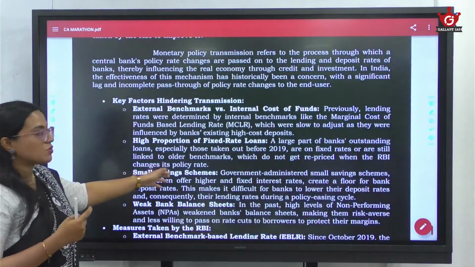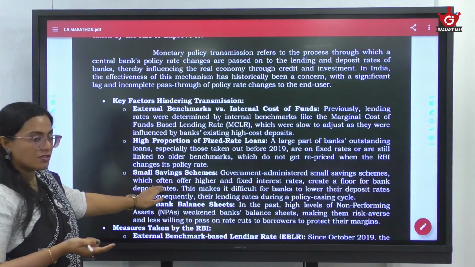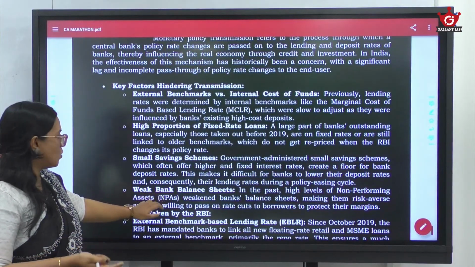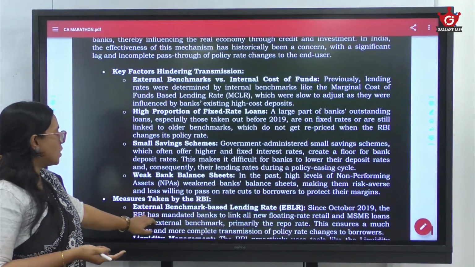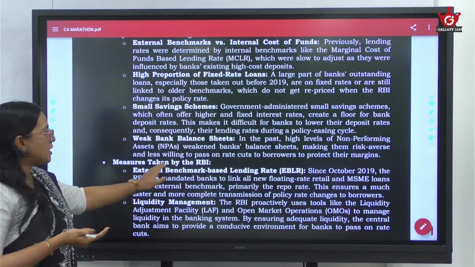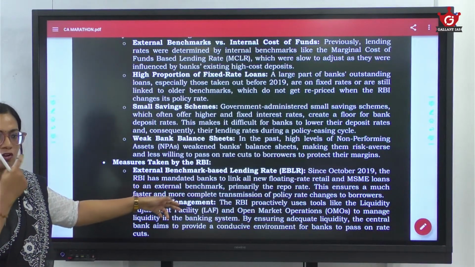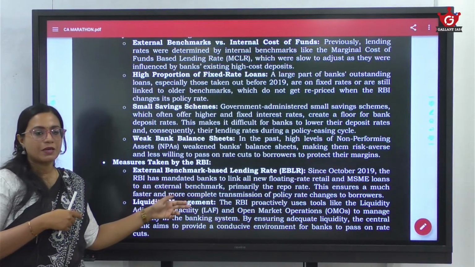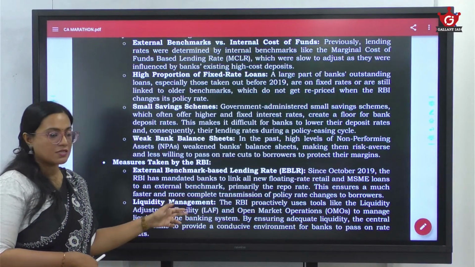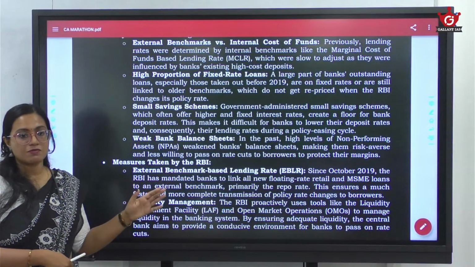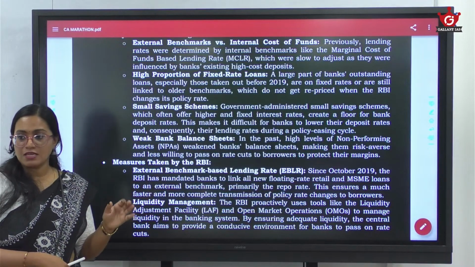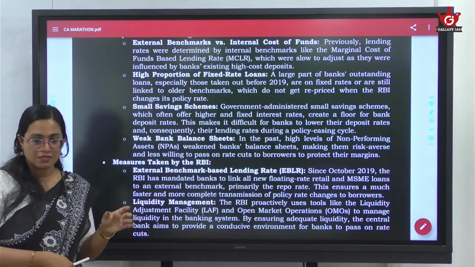So what are the factors which are hindering this transmission? One is external benchmark versus internal cost of funds, a high proportion of fixed rate loans, small saving schemes, and weak bank balance sheets. What is a weak balance sheet? NPA, non-performing assets. When you are not repaying your loan for more than 90 days, it becomes a non-performing asset. One of the major problems that the Indian economy is facing now is non-performing assets. So whenever there is a question on monetary policy, there should be a mention of non-performing assets as well.